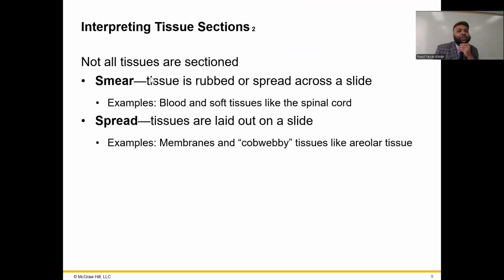Okay, so interpreting the tissue section. Not all tissues are sections. Some are smeared and spread tissues. So the smear is a tissue that is rubbed or spread across a slide. A perfect example of that is your blood.